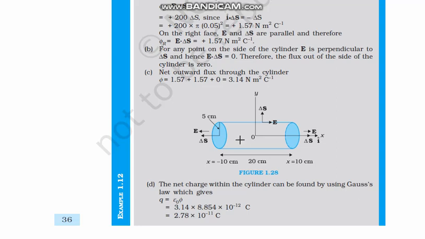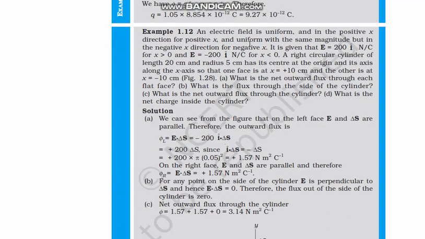So now you understood the geometry. This cylinder is at the origin, the radius of this cylinder is 5 centimeter and the length of this cylinder is 20 centimeter. Now let us understand this example. The example is, an electric field is uniform and in positive x direction for positive x.